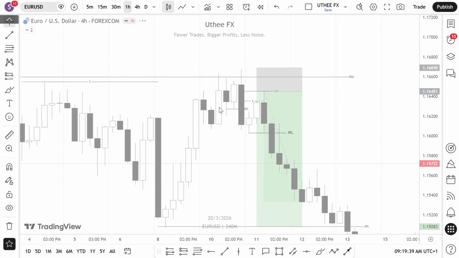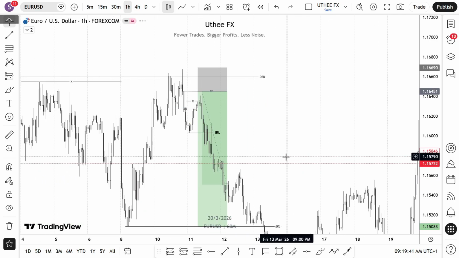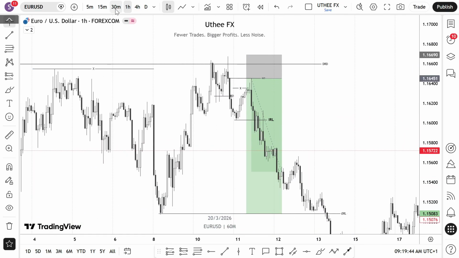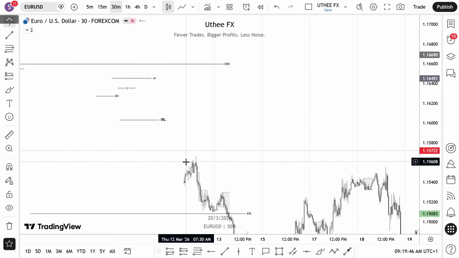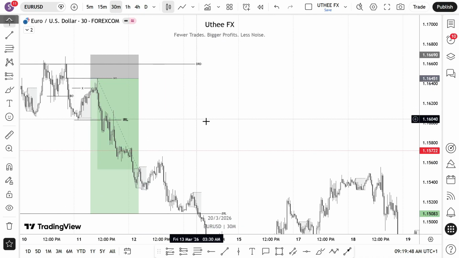You understand? If you go to the 1-hour time frame, you see it. There's no point in going to the 30-minute or 15-minute time frame unless the setup is not really clear to your eye.